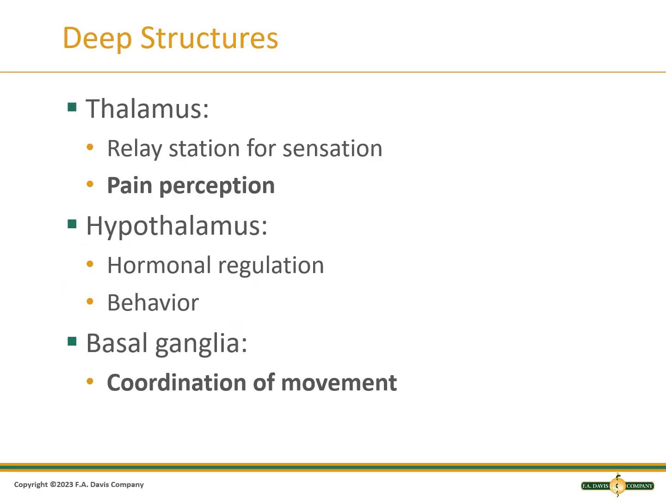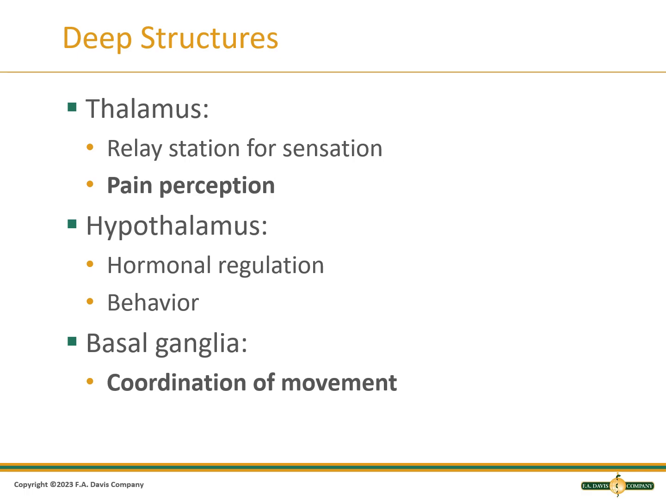Deep structures of the brain that are important for us to know and understand include the thalamus, which is the relay station for sensation. Pain perception also lives in the thalamus, and so without the thalamus, we would not feel pain. The hypothalamus is responsible for hormonal regulation and behavior, and the basal ganglia is responsible for coordination of movement.